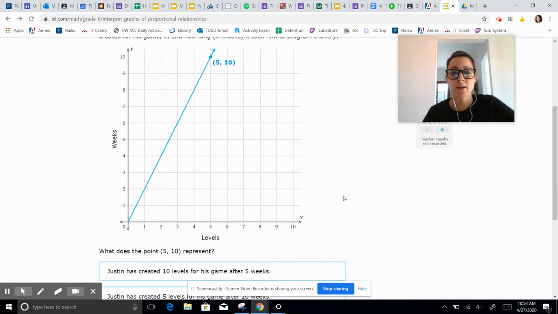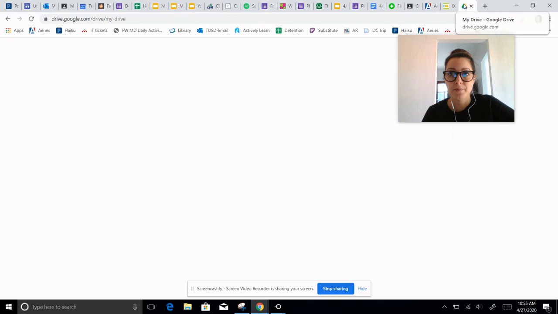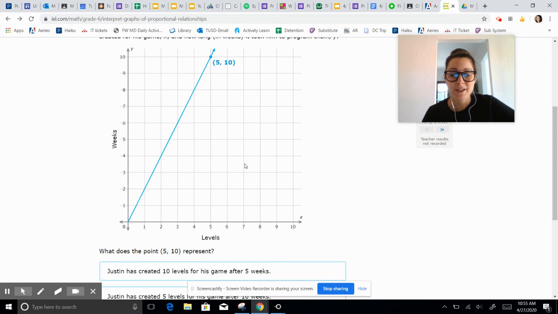So this is just like the knitting problem that we just did. So this would be like the length and then the hours. I think that's how they had it set up. Let me just double check. Yeah, sorry, they did hours and length. So it was backwards. So it can change depending on the problem.